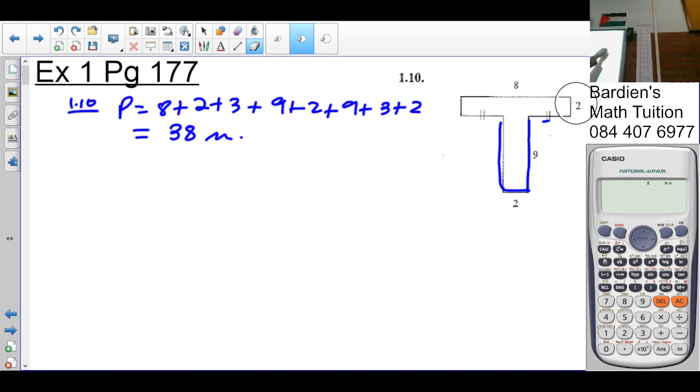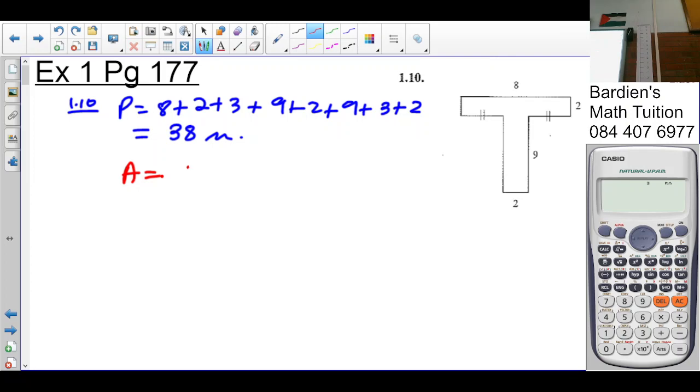Let's look at the next one, the area. When you look at the area of this piece, it's going to be the rectangle here, plus, because I'm dividing here, the area of another rectangle. This rectangle measures 8 by 2. And this here, 2 by?